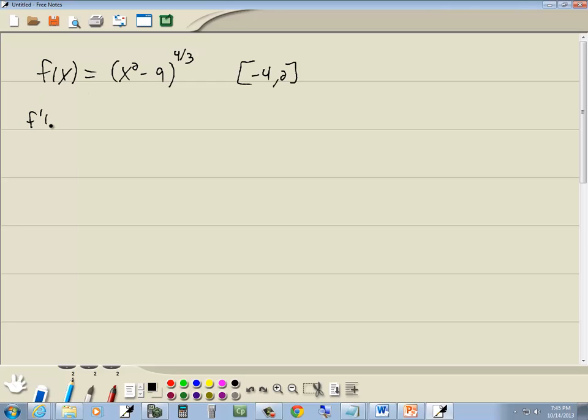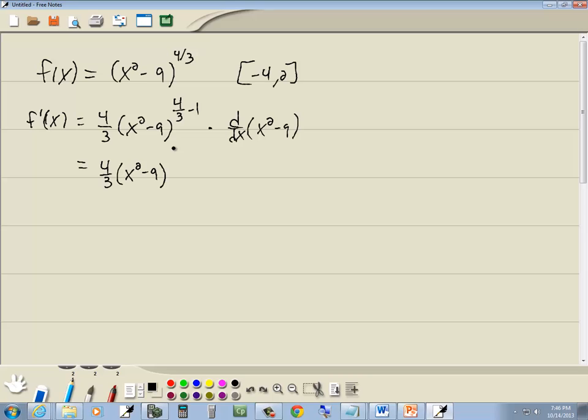This is a chain rule, specifically a general power rule. You've got parentheses to a power, take your power, put it out in front. So we got 4/3. What's inside the parentheses remains as is. Lower your power by 1. So we got 4/3 minus 1 times the derivative of what's inside the parentheses. So that gives us 4/3 x squared minus 9. 4/3 minus 1 gives us 1/3. And the derivative of x squared minus 9 is 2x.